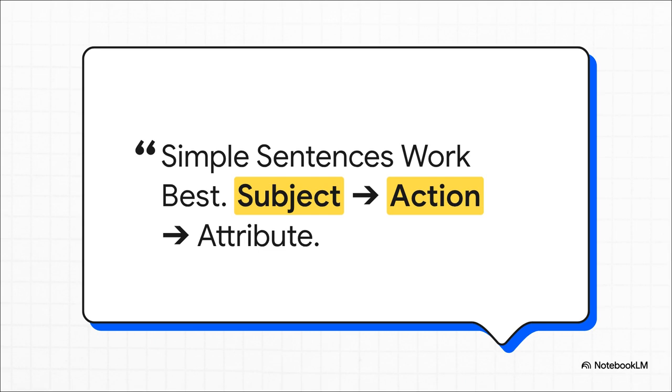And another thing, keep it simple. You don't need to write a super complex, grammatically perfect paragraph. A really clear, simple structure like subject, then the action, then an attribute works wonders. Something like a robot holding a flower. It's direct, it's clear, and the AI knows exactly what to focus on.